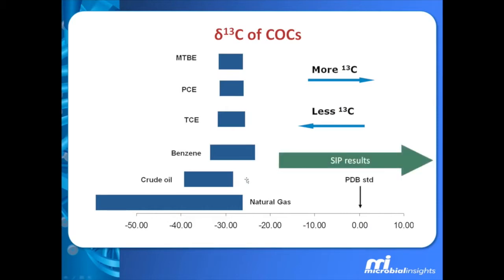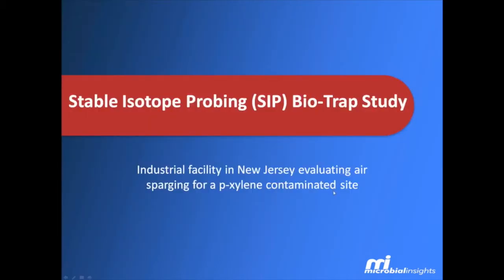When we use C13 as a tracer and we incorporate carbon-13 into either products of mineralization or biomass, we're going to get results that, as you'll see, are far to the right. So there will be no misinterpretation of what we're looking at. We'll be able to see carbon-13 incorporation from the tracer very clearly. So I'll end with this case study.